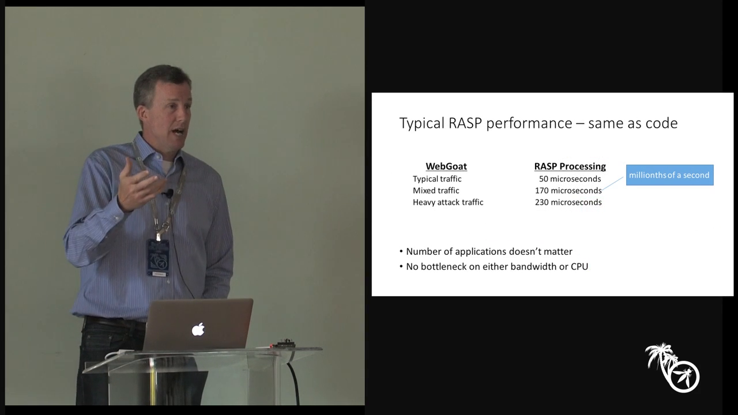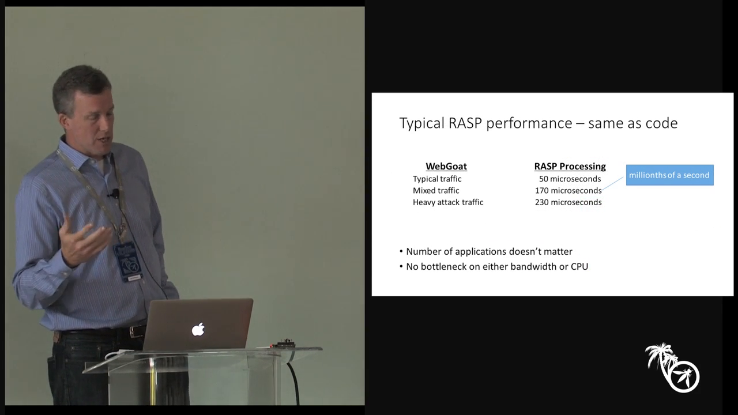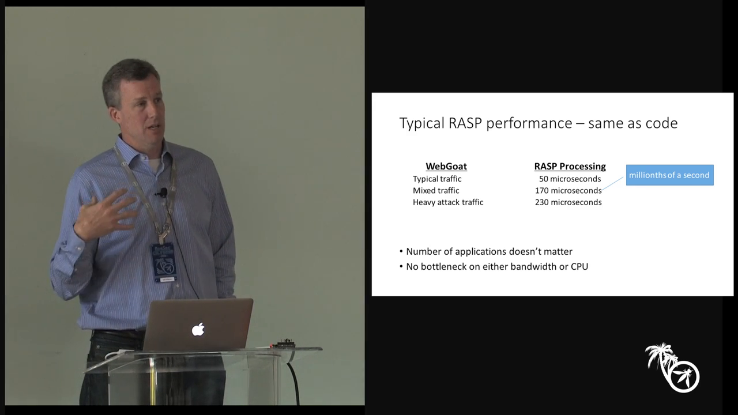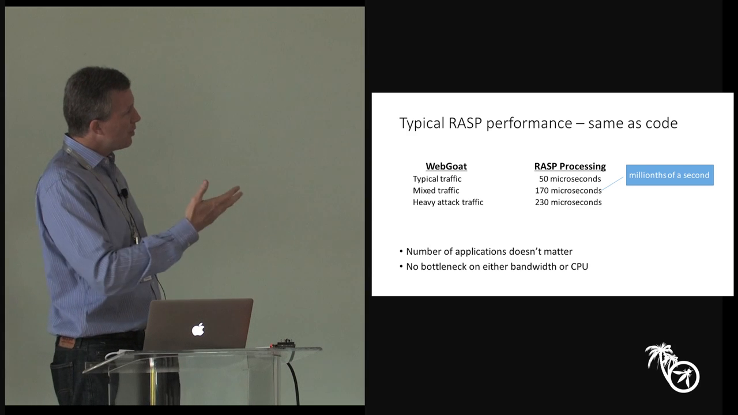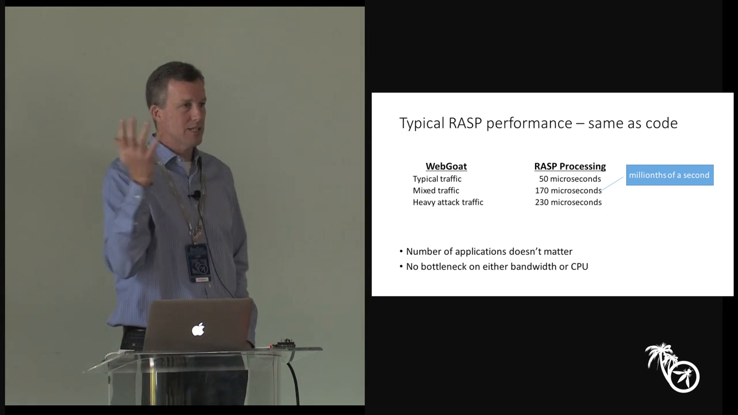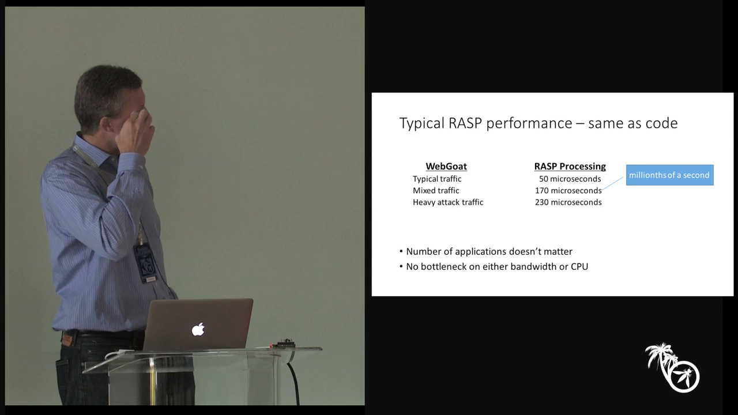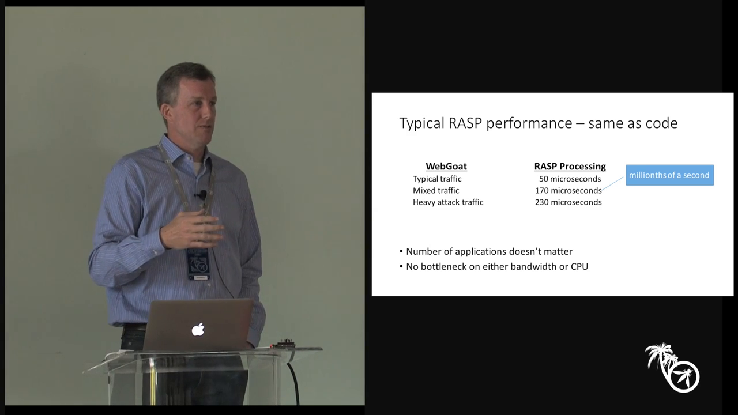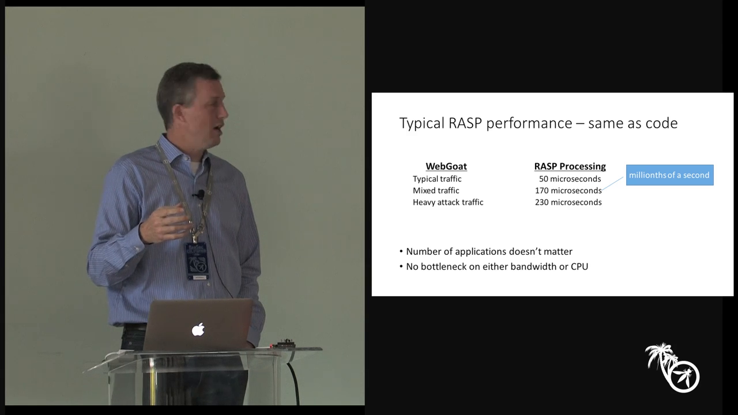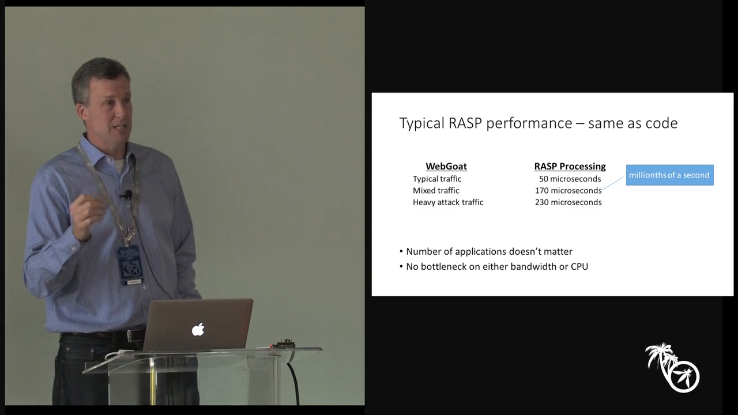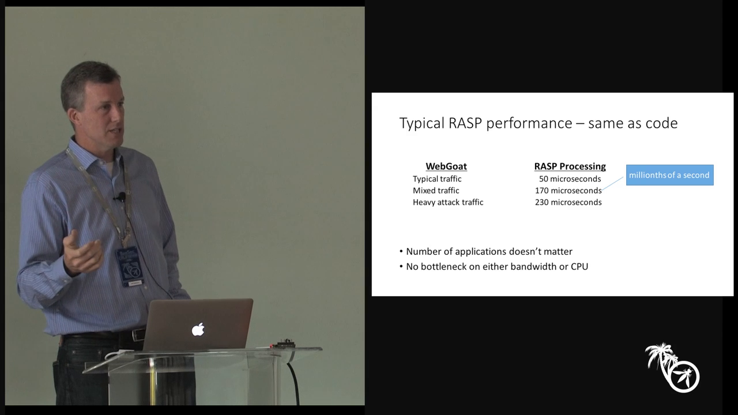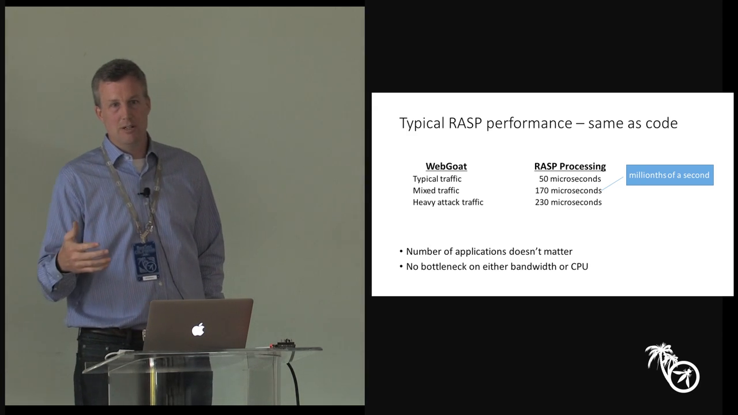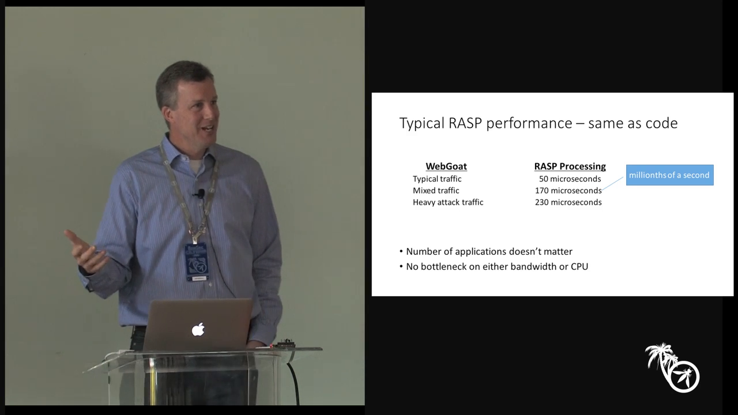So here's the performance slide, right? Hopefully I address some of your questions. RASP is really fantastic for performance, in my opinion. Typical processing on WebGoat, which we used as an example, we loaded it up, and RASP adds 50 microseconds for normal traffic. That's a 20th of a millisecond per round trip request. So probably faster than if the developer had written validation into the application.